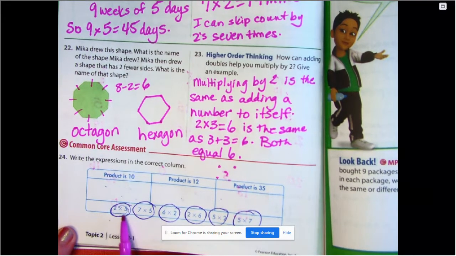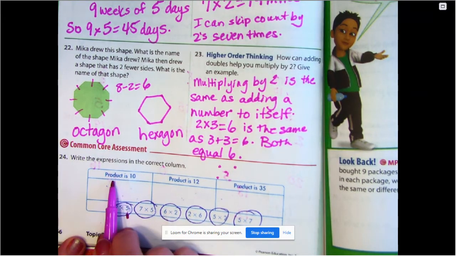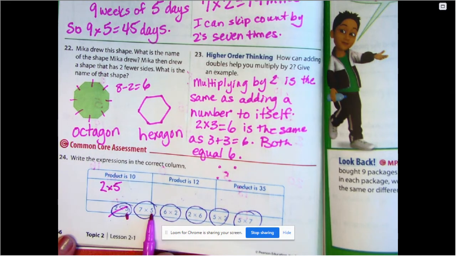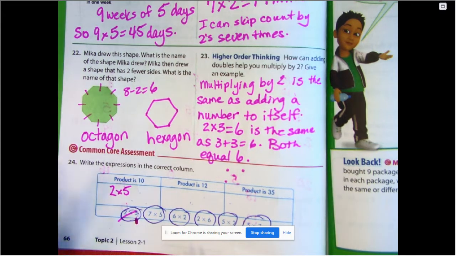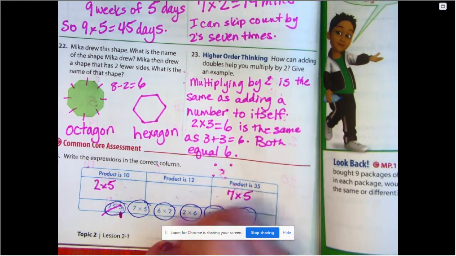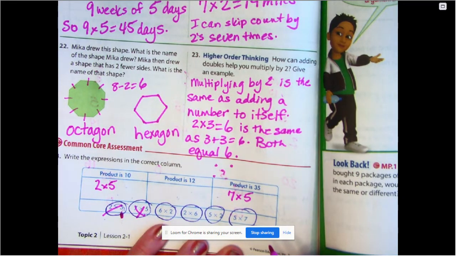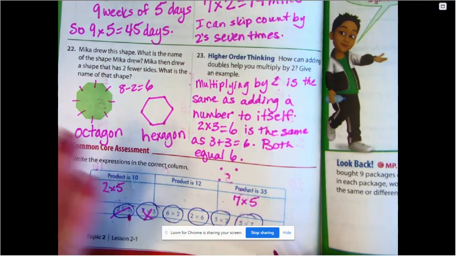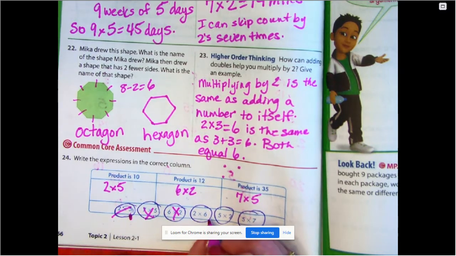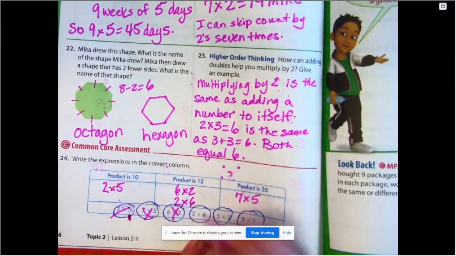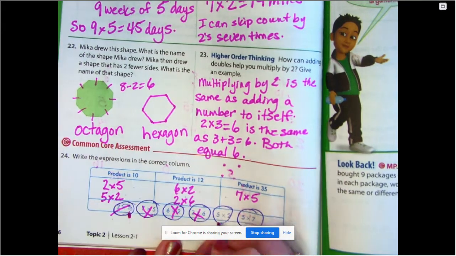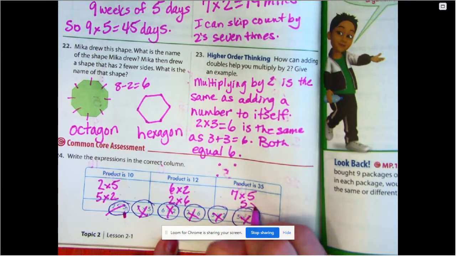So 2 groups of 5, 5 plus 5 would equal 10. So 10 is here. So 2 times 5. So take that off. 7 groups of 5. So if I do 5, 10, 15, 20, 25, 30, 35, that's over here. 6 groups of 2, 2, 4, 6, 8, 10, 12, that would be over here. 2 groups of 6. Oh, commutative property says that goes there. 5 groups of 2 and 5 groups of 7.